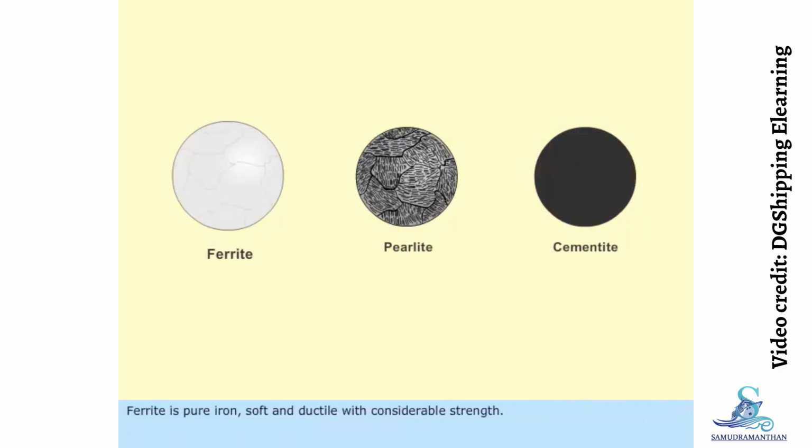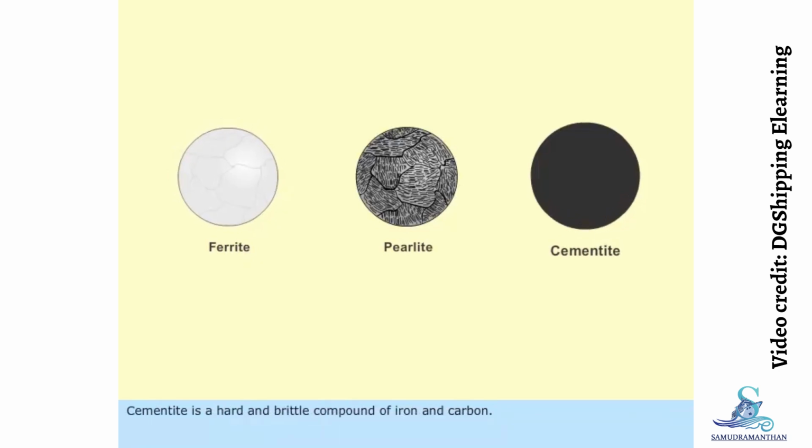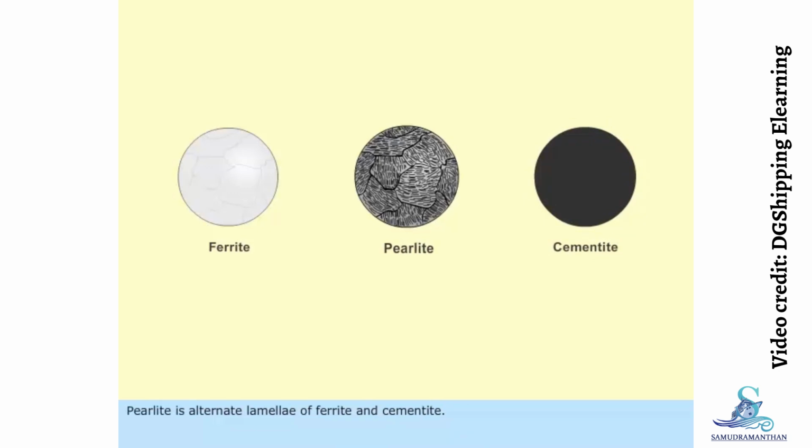Ferrite is pure iron, soft and ductile with considerable strength. Cementite is a hard and brittle compound of iron and carbon. Pearlite is an alternate lamellae of ferrite and cementite. This provides substantial strength to the steel.